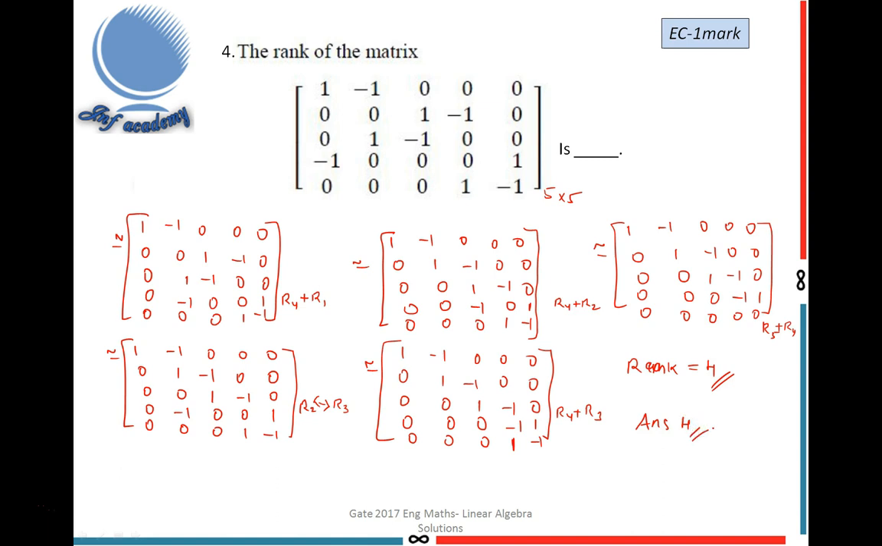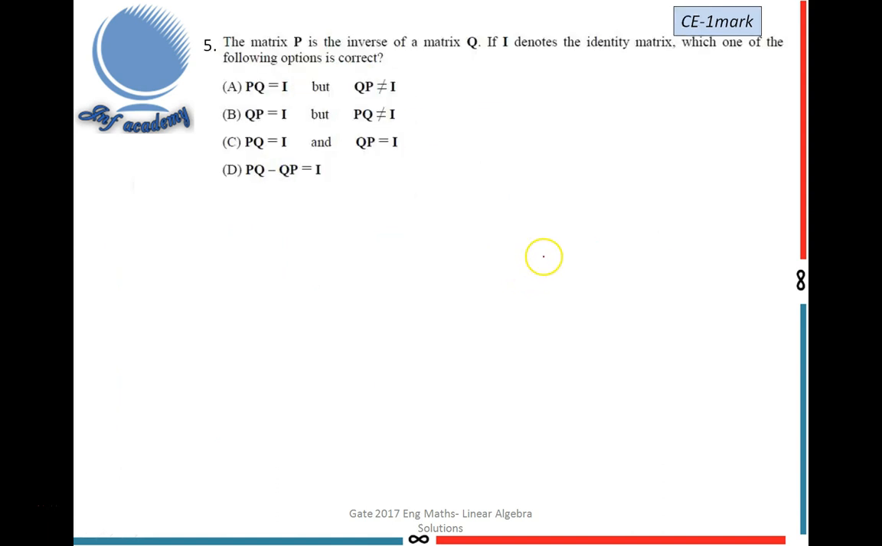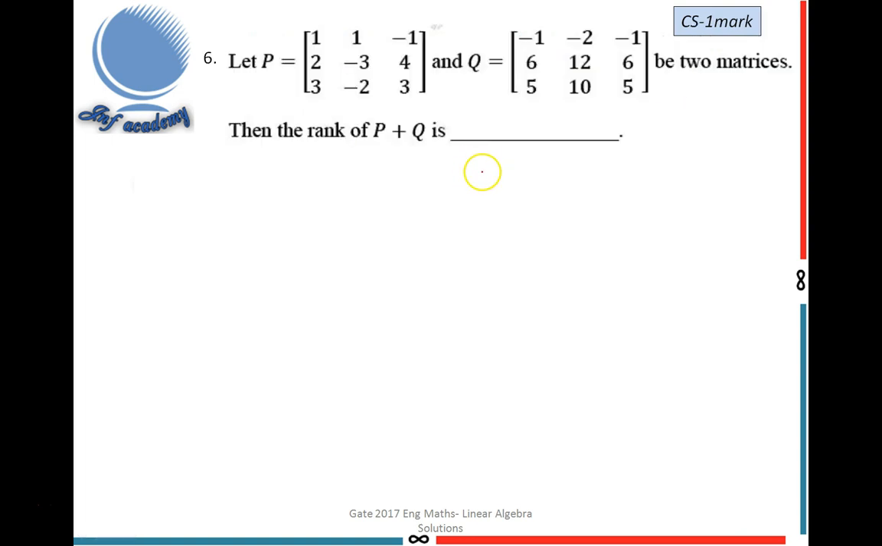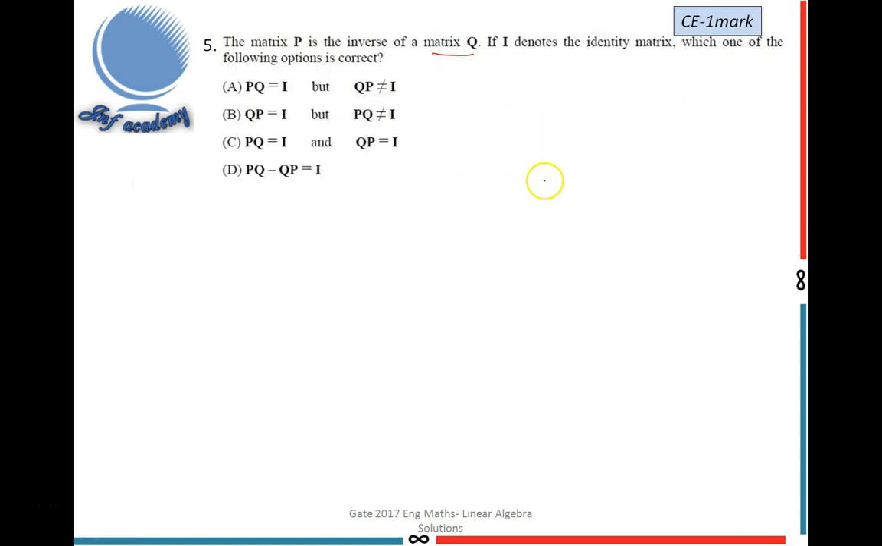Now the fifth problem: the matrix P is the inverse of a matrix Q. If I denotes the identity matrix, which one of the following options is correct? It's from the civil department. It has 1 mark.